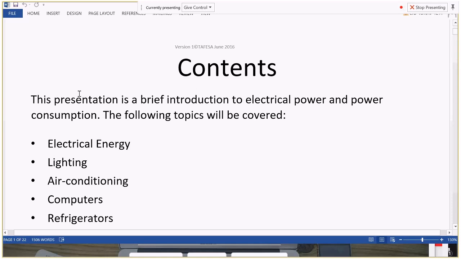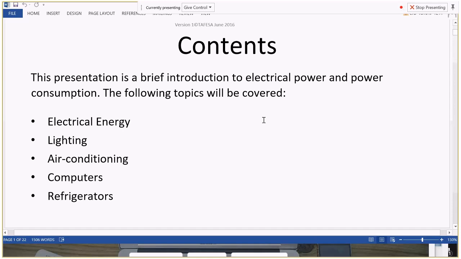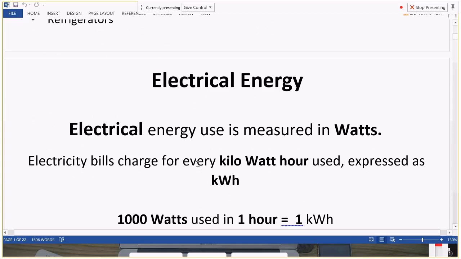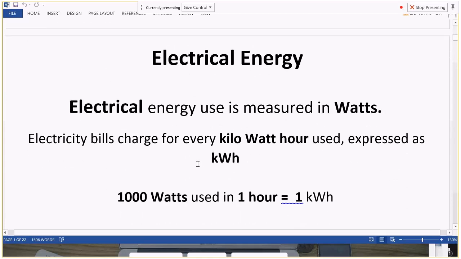So the presentation, a brief introduction to electrical power consumption. The following topics will be covered: electrical energy, lighting, air conditioning, computers, refrigerators. Fairly simple. Electrical energy is measured in watts, but because one watt won't really do very much, we don't actually measure energy in watts. We measure it in kilowatt hours. Using 1,000 watts for 1 hour gives us 1 kilowatt hour.